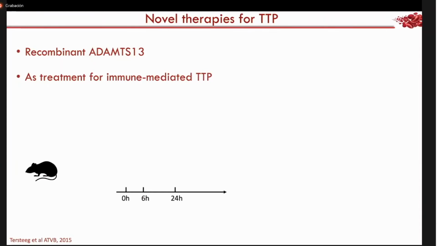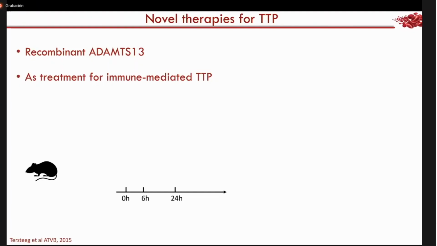Then our group, together with Baxalta, checked whether recombinant ADAMTS13 can also be used to treat immune-mediated TTP. One can think, okay, if we have immune-mediated TTP, there are so many autoantibodies present in the patients that if we inject ADAMTS13, these autoantibodies will probably immediately kill the injected ADAMTS13, and it is of no use. So therefore, we tested this in the rat model of immune-mediated TTP.